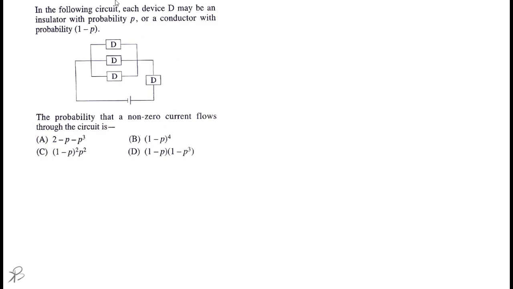So the question goes something like this. In the following circuit, each device D may be an insulator with probability P or a conductor with probability 1 minus P. So this is the circuit. The probability that a non-zero current flows through the circuit is? Now this kind of question is very tricky and very easy. So let me just draw the circuit.